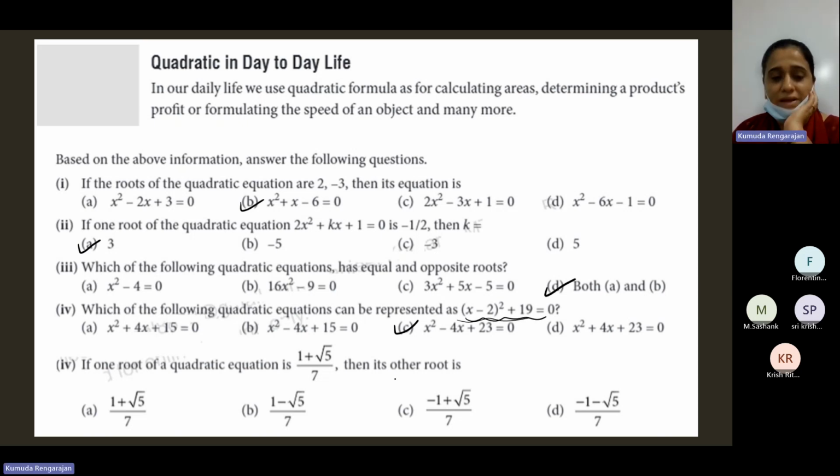If one root is 1 plus root 5 by 7, the other one will be 1 minus root 5 by 7. Because it's plus or minus, no? Minus b plus or minus root b square minus 4ac. So if one is 1 plus root 5 by 7, the other one should be 1 minus root 5 by 7.